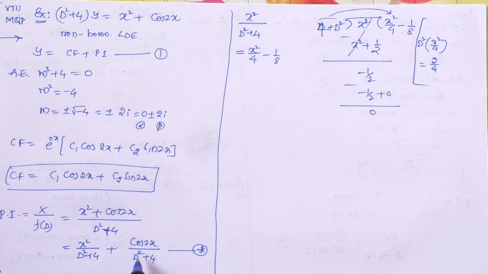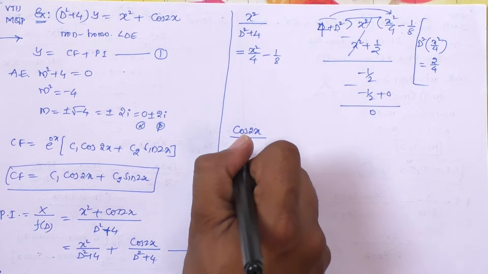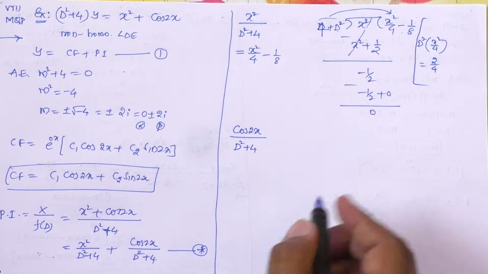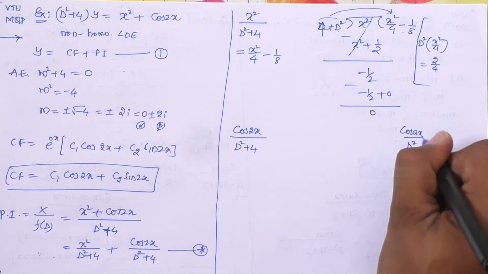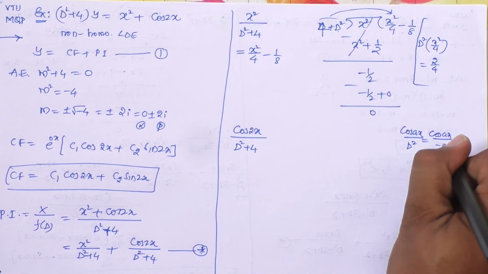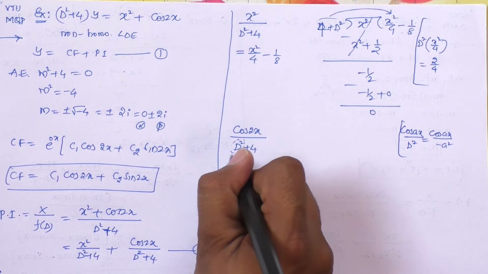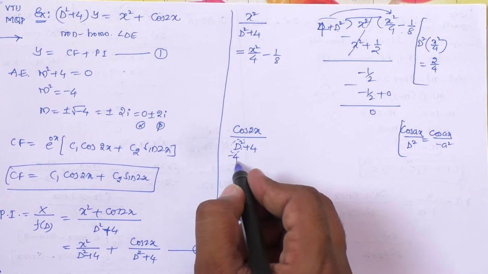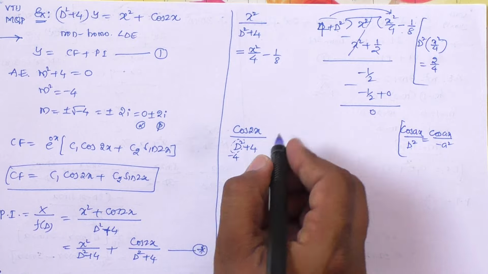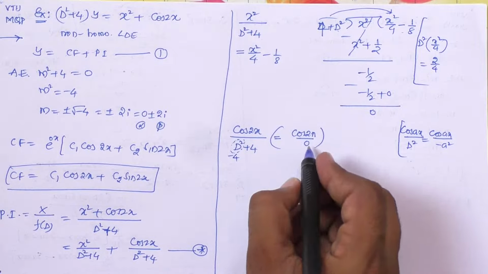Now let us go for the second term. The second term is cos 2x divided by d square plus 4. So now we know in case of cos ax by d square, it is cos ax by minus a square. So now replace d square by minus a square. Here d square is there, so you replace it by minus a square, minus 2 square is minus 4, minus 4 plus 4 is 0, so it will be 0. So it becomes cos 2x by 0. Don't write this one, because it is an indeterminate form.